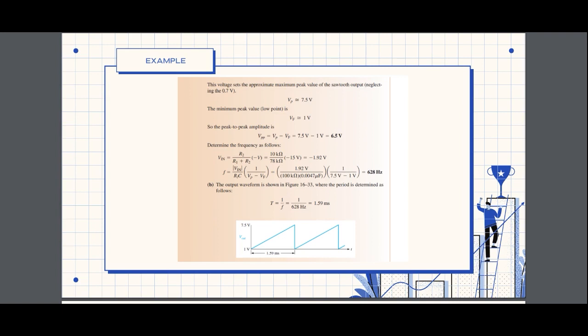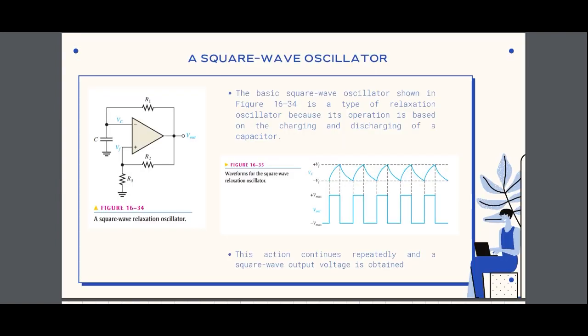A square wave oscillator is the basic square wave oscillator shown in the diagram beside it. It is a type of relaxation oscillator because its operation is based on the charging and discharging of a capacitor. This action continues repeatedly and a square wave output voltage is obtained. So that's all for my report. Thank you.